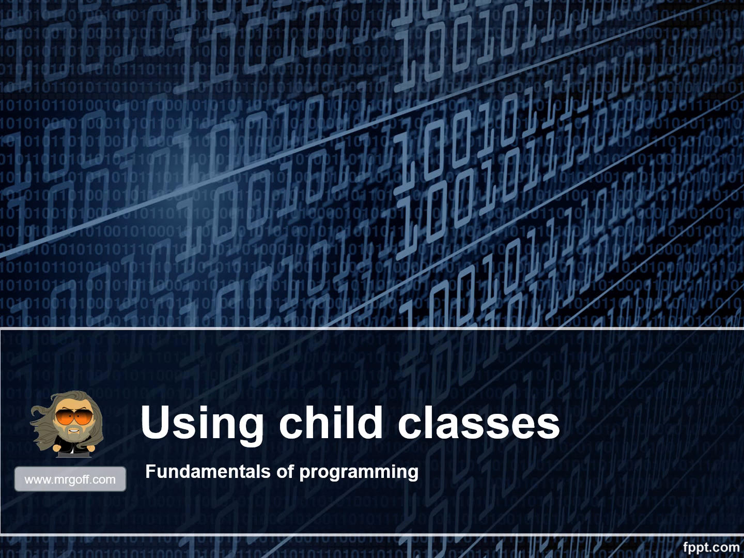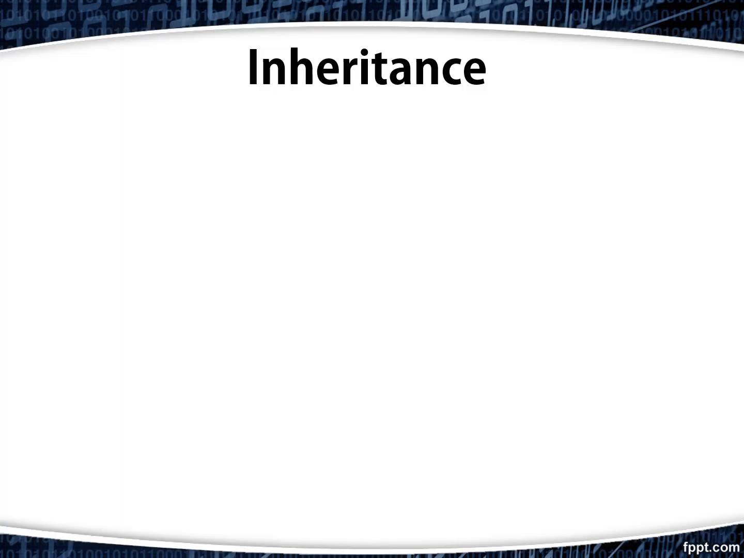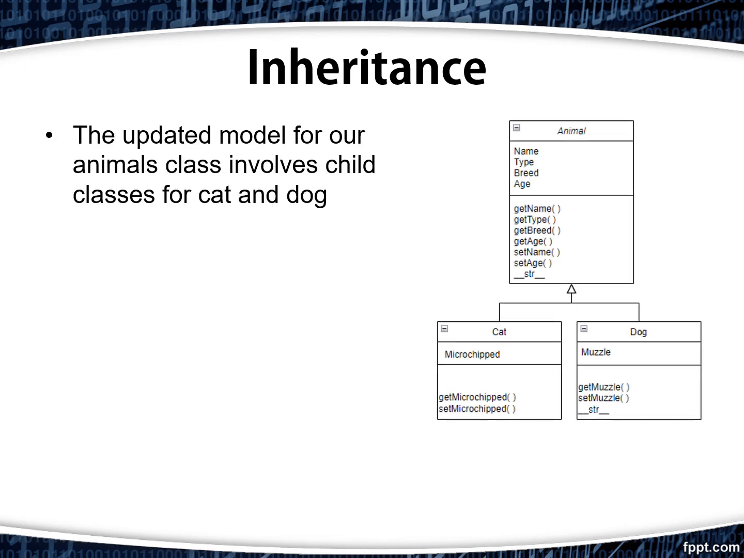This video will provide an example of using child classes in a program. This video carries on with the model we created in the Using Classes video a couple of videos back in this playlist. If you haven't completed that yet, you should first go back and complete that. Our updated model for our animals class involves child classes for cat and dog. We're now going to implement these.